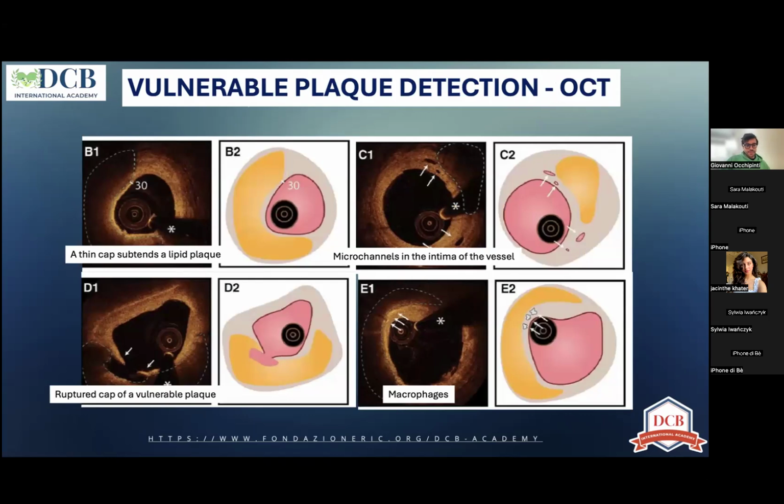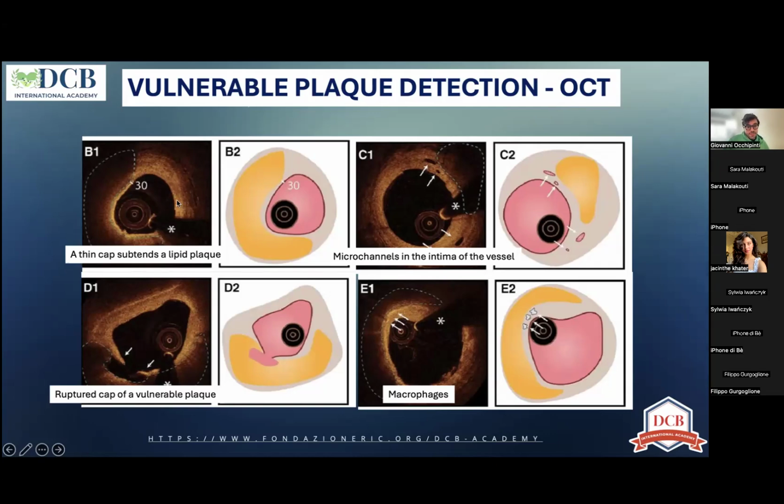I decided to put as my first slide the OCT because it's definitely the most used, even if it's not just the most sensitive technique to detect vulnerable plaque. As you see on the left part of the screen, we see the lumen, the plaque, and this is visibly a lipid plaque. It is subtended by this thin rim of tissue that, as you can see, is different from the thickness of the other part. So we see a thin cap that subtends a lipid plaque.